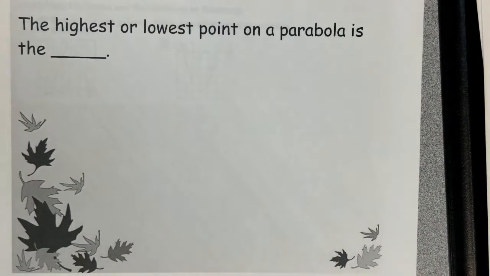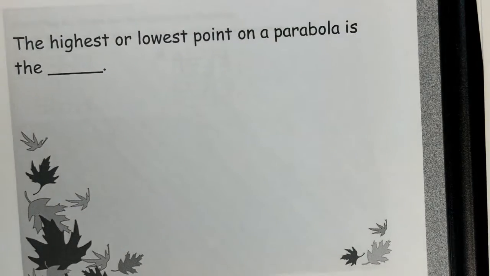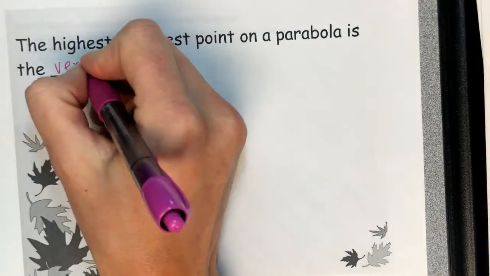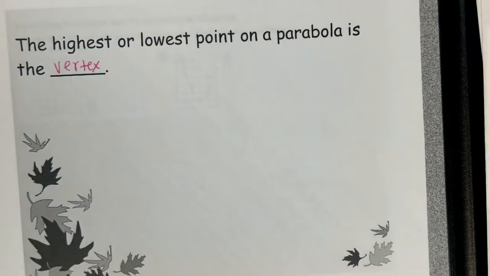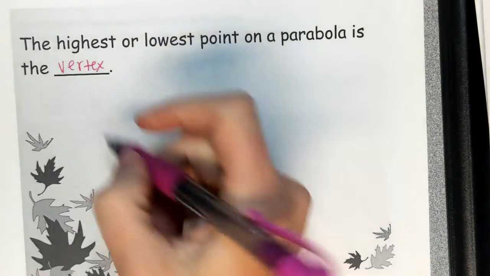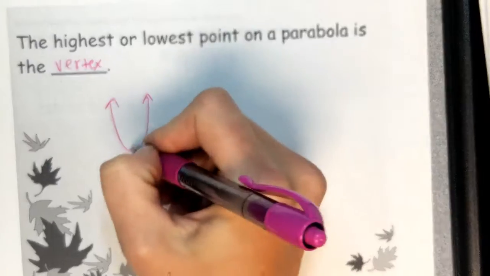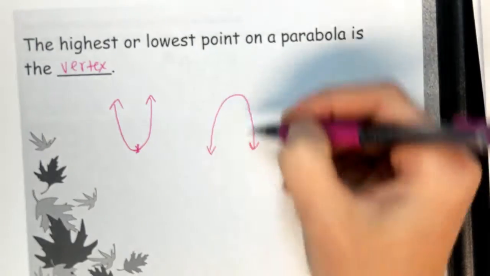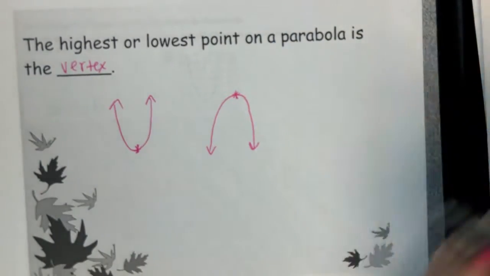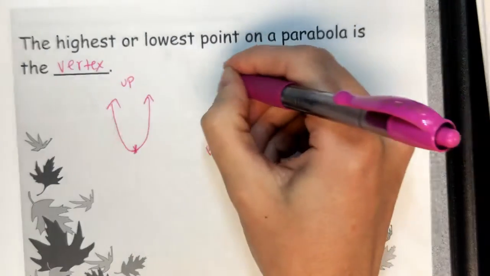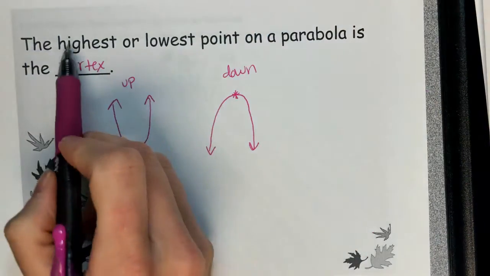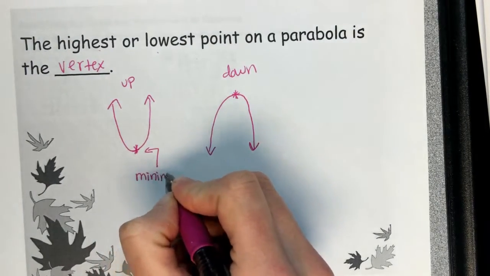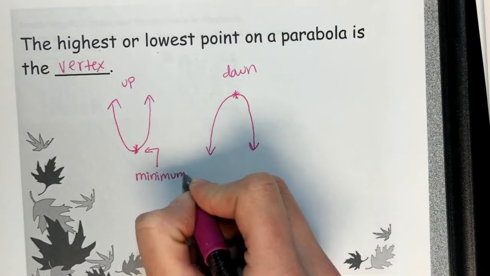All right. Last little characteristic for this section 8.1 is the highest or lowest point on a parabola is the vertex. So back to talking about whether something faces up or down, if we have a parabola that looks like this, our vertex is here. If we have a parabola that looks like this facing down, our vertex is here. So when you have an upward facing parabola, your highest or lowest point, this would be your lowest point, is your minimum. You might want to give yourself a sketch of this picture.